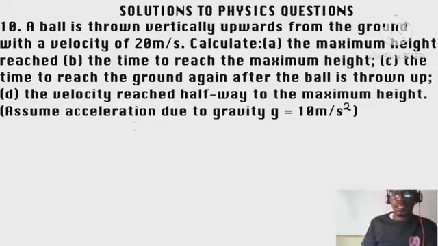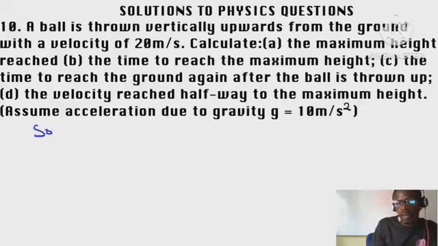Question number 10 says that a ball is thrown vertically upward from the ground with a velocity of 20 meters per second. Calculate the maximum height reached. That's A. B, the time to reach the maximum height. And C, the time to reach the ground again after the ball is thrown up. And D, the velocity reached halfway to the maximum height. And we are given that acceleration due to gravity is 10 meters per second squared.